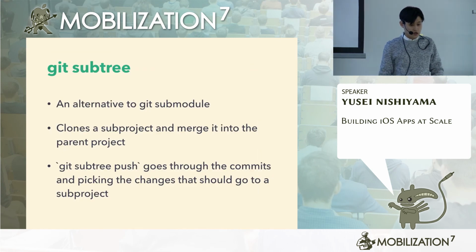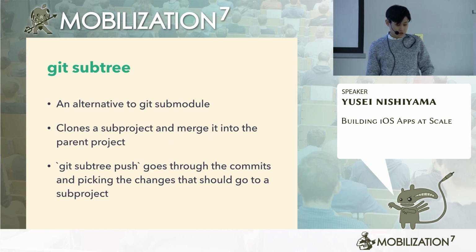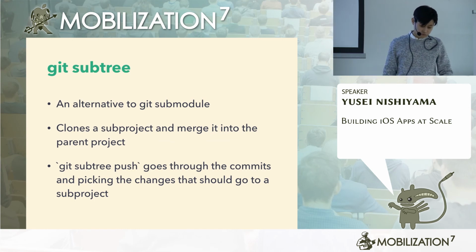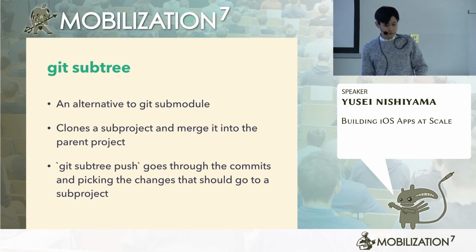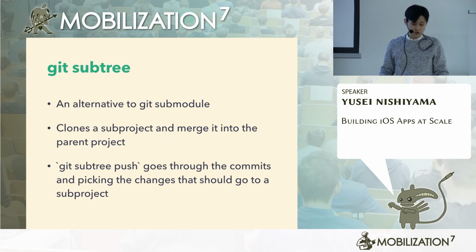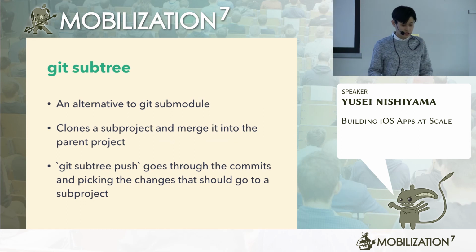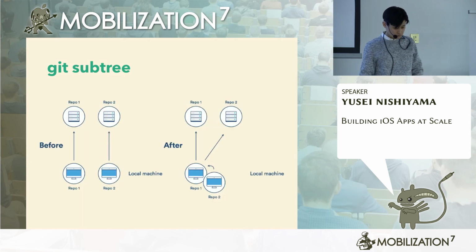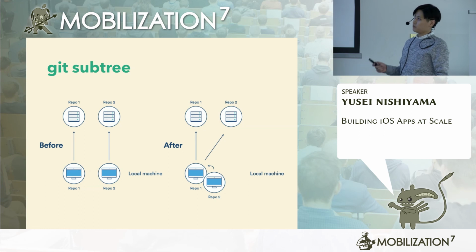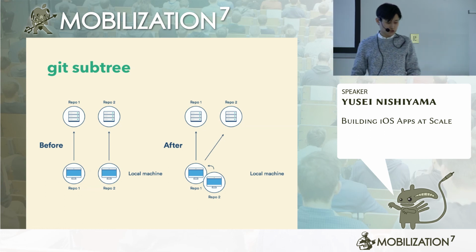The last one, which probably is a bit less popular than others, is Git subtree. It clones the sub-project and merges it into the parent project. So you can make changes both to the parent project and the sub-project in the same place. Then, when you push those changes, Git subtree goes through the commits and picks the changes that should go to the sub-projects. So with the magic of Git subtree, you can work as if you worked in a single repository, but it actually is backed by multiple repositories.